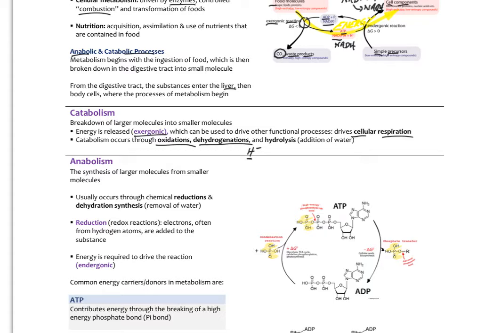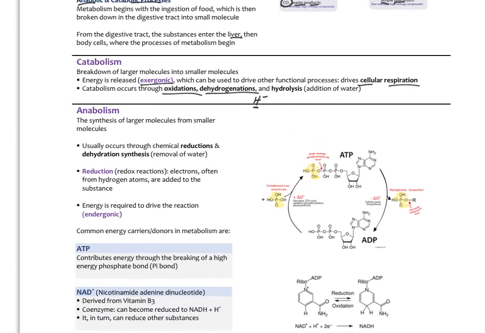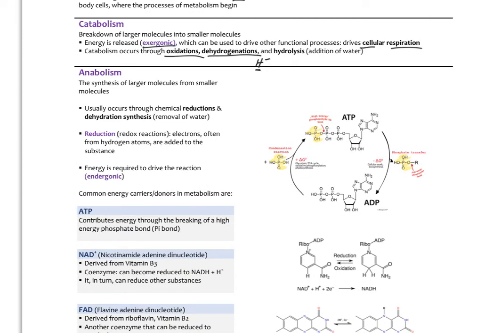Anabolism is going to be the synthesis of larger molecules from smaller molecules. These processes occur through reduction and dehydration, or removal of water, reactions. It's occurring via reduction or redox reactions, where we have to input electrons into that reaction, again, sometimes from hydrogen atoms, like the hydride ion, or the electron carriers, as we'll see here. And then energy is required to drive that reaction, so it's endergonic.